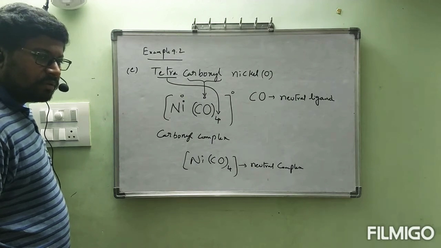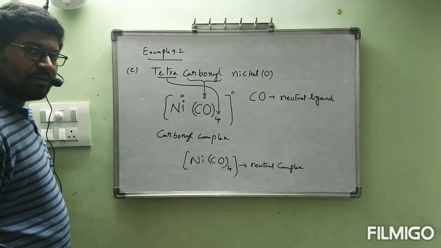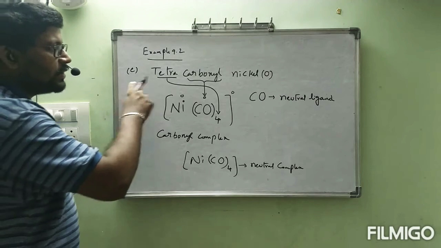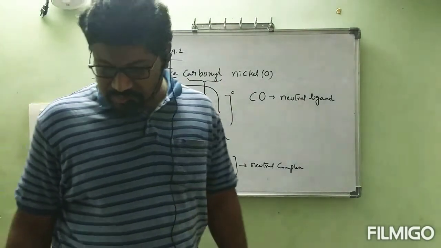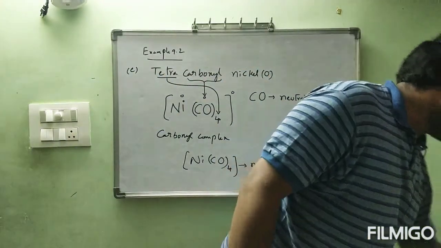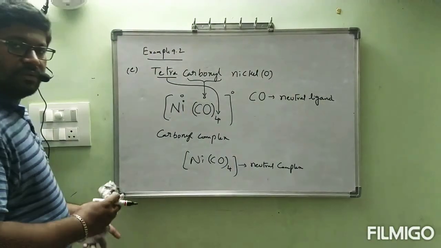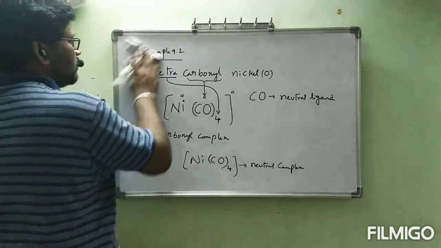Now they gave the formula. From that formula we have to write the name. Till now they gave the name and we wrote the formula. Now we have to start with the next example. In that example they gave the formula, we have to write the name. Okay, let us see that one also.